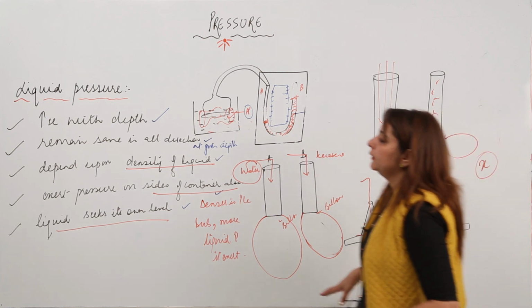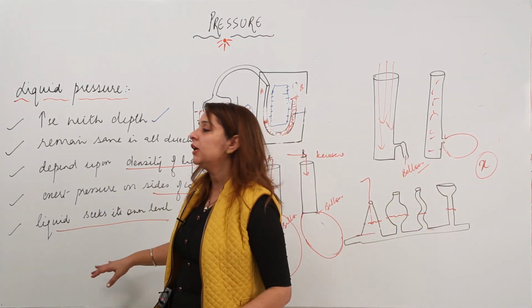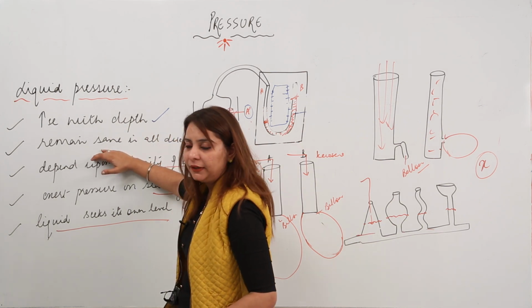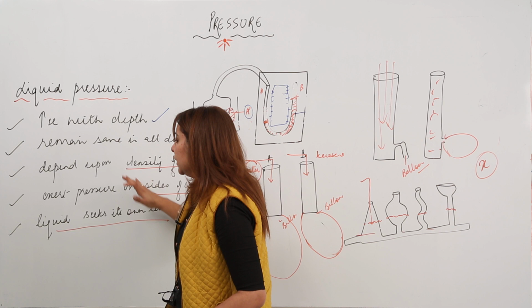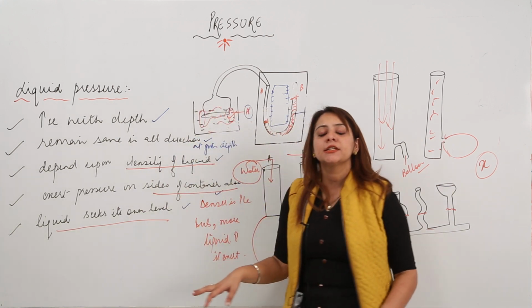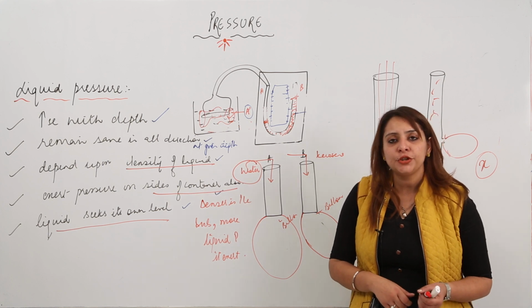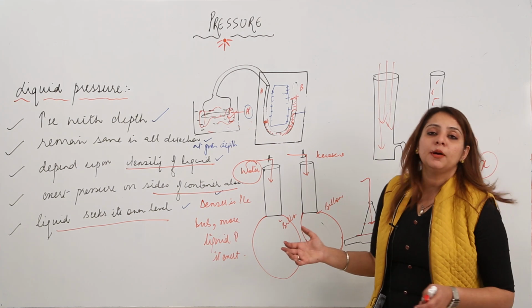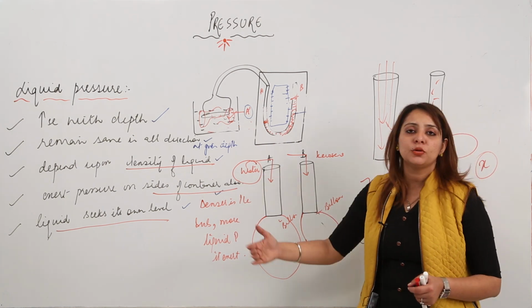So these are the five facts about liquid pressure: it increases with depth, it is the same in all directions at the same depth, it depends upon density, the pressure is exerted on the sides also, and liquid seeks its own level irrespective of the shape of the container in which you are keeping it. So this is all about liquid pressure and the facts about it.